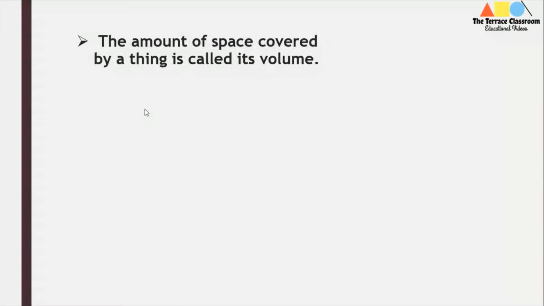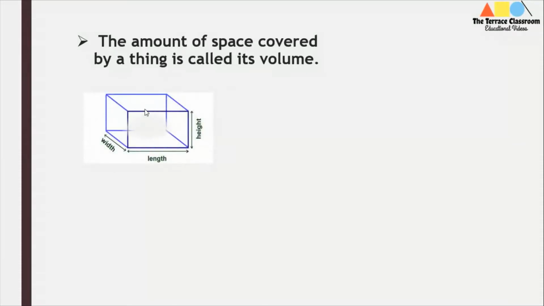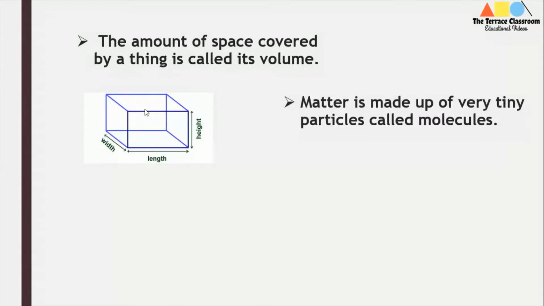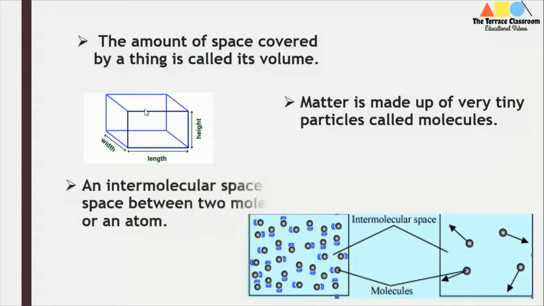Now that you know what is matter, let us study more about it. The amount of space covered by a thing is called its volume. Matter is made up of very tiny particles called molecules. The molecules are too small to be seen by the naked eye. You must know that there is space between all molecules. An intermolecular space is the space between two molecules or an atom.